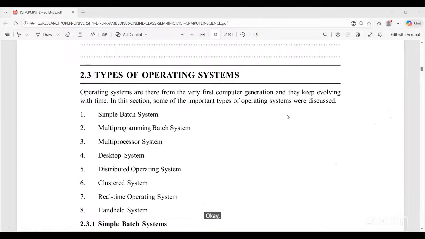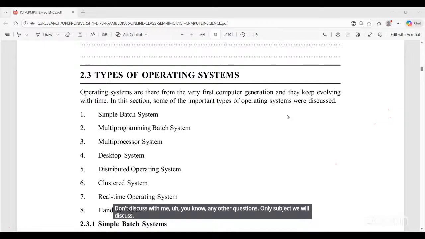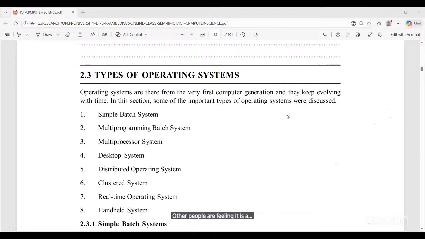Okay, as of now, whatever we understood, please go through that. If you have any doubt, then please write it on paper and keep it before the class. And in the class, please don't discuss any other questions with me. Only the subject we will discuss. Other people are feeling the discussion is not important here. So we have to respect the other people's opinion also. Please be ready with all the questions for the next class.